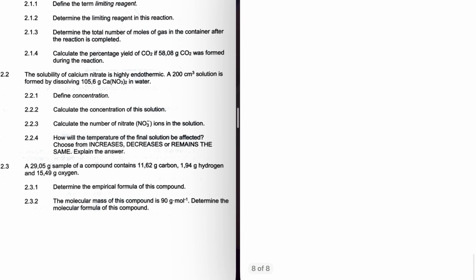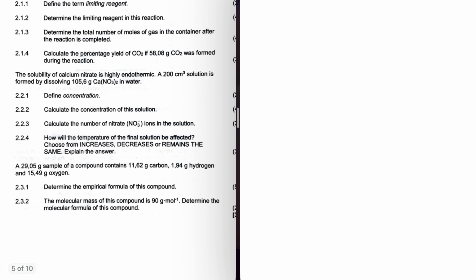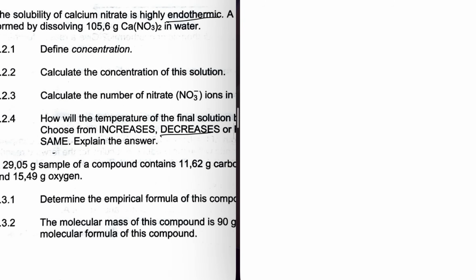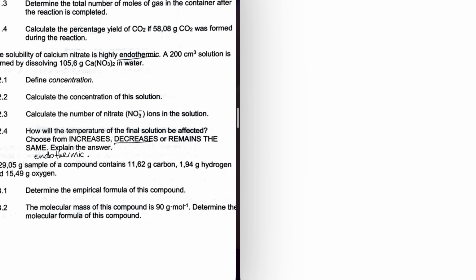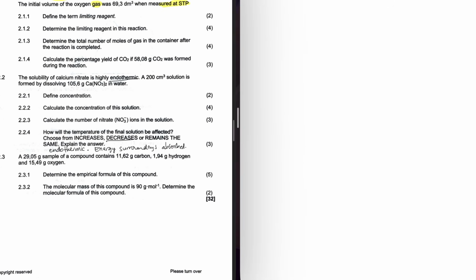Now let's take a look at 2.2.4. How will the temperature of the final solution be affected? And explain. So they tell us that it is endothermic, and so that means that the temperature will decrease. Why does it decrease? Because it is endothermic, and endothermic reactions take energy from the surroundings. So the energy of the surroundings will be absorbed. So that's why it is going to decrease.